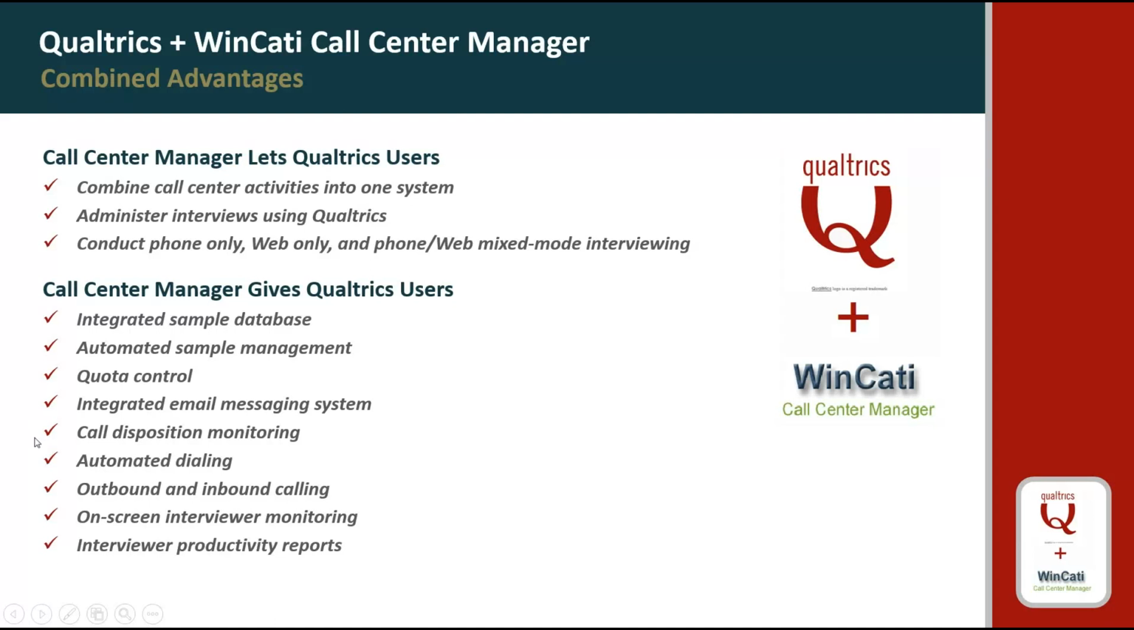Every call will be recorded with a disposition code. A disposition code is simply the result of that call. Was the call a no answer, a busy, an answer machine, a disconnected number, a refusal, a completion, etc. Therefore, the user will have a complete record of what happens to every record that is called or accessed on the web.